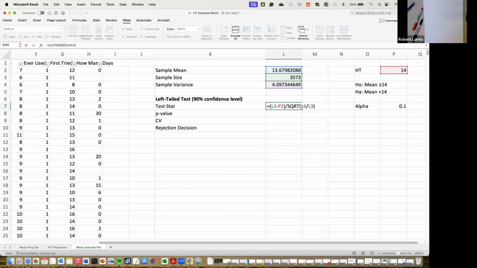Right? So that high sample size is really going to reduce that standard deviation, meaning that even finding evidence that's a little bit away from my assumed true value, it's going to be a lot of standard deviations away. Right? So we'll hit enter here. I've got a pretty large test statistic.